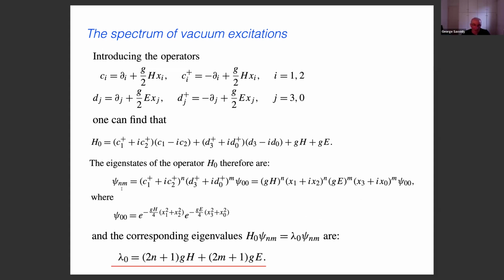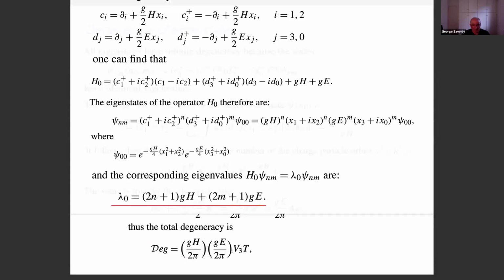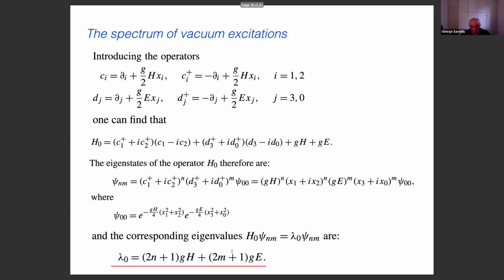Now, as far as we knew h mu nu, it is also easy to find that the eigenvalues are 2n plus 1 times gh and 2m plus 1 times ge. So we have two magnetic oscillators, so-called Landau levels, one can call it. Okay, so the important thing here is that these states have huge degeneracy.